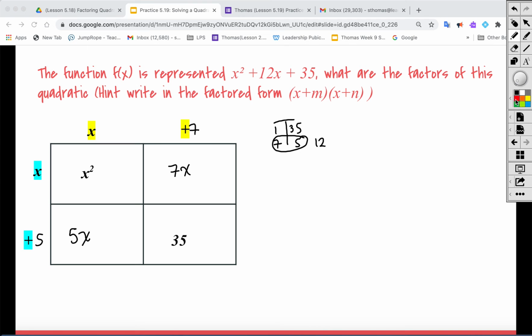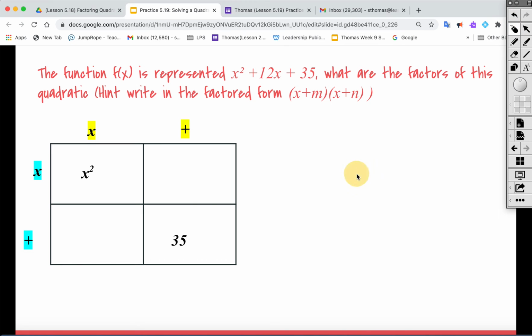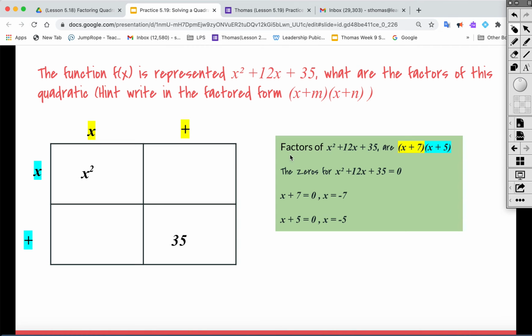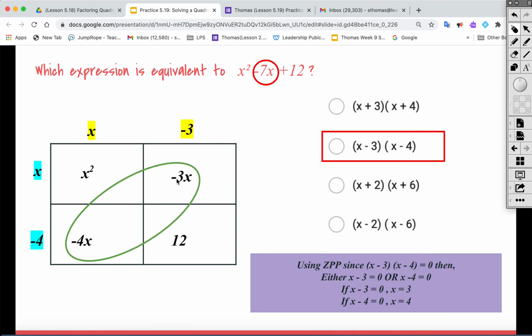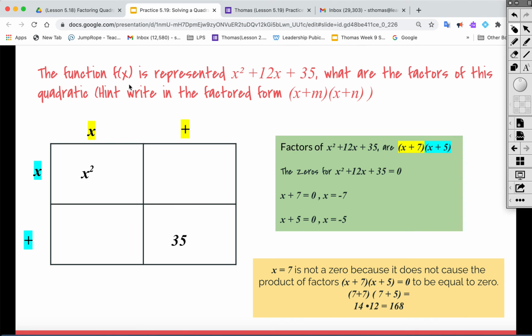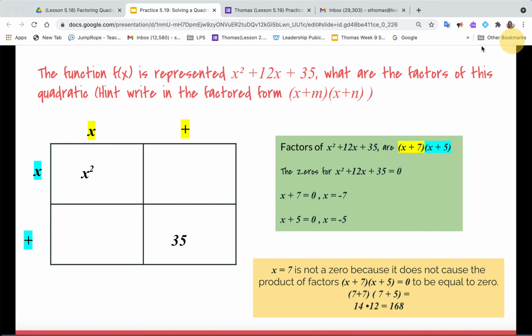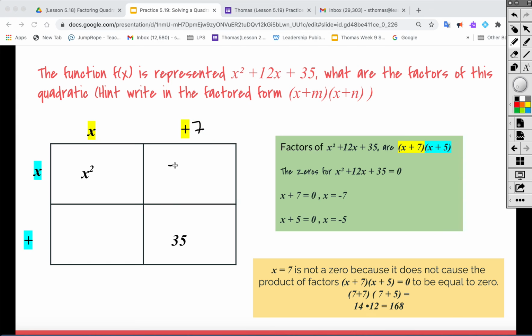So when factored, what I notice is that my expression would be x plus 7, as I said. So this is going to be 7x and x plus 5. This is 5x. 5 times 7 is equal to 35. So the factors would be x plus 7 times x plus 5, which means if they're asking us to solve, we're finding the zeros of that equation. We do that by using the zero product property, setting each of our factors equal to 0.